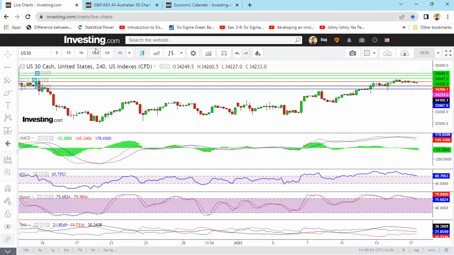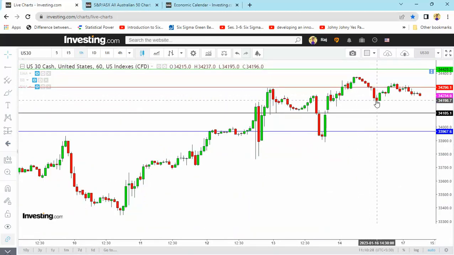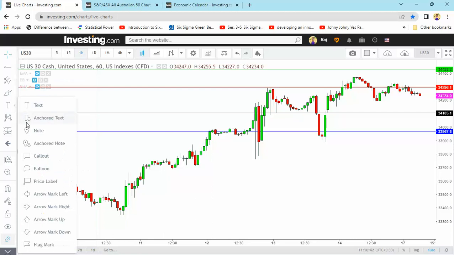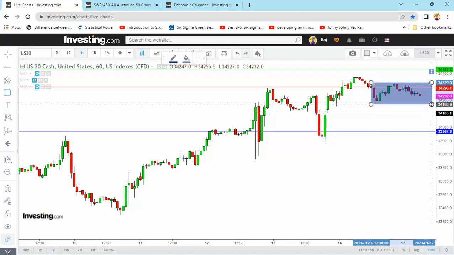So let's see what it says. Now on the 1 hour chart, see the 1 hour chart. This has been trading between 34,100 and 34,300. Just swinging around this area, if you would see.